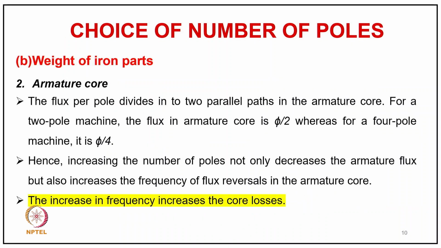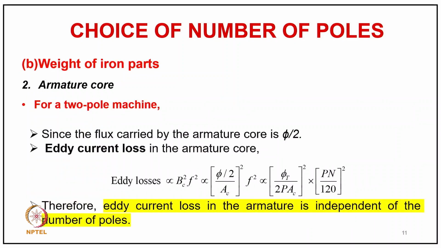Now coming to the armature core, the flux per pole divides into two parallel paths in the armature core. So for the two pole machine, the flux in the armature core is phi by 2, whereas for the 4 pole machine it is phi by 4. Hence, increasing the number of poles not only decreases the armature flux, but also increases the frequency of flux reversal in the core. Increasing frequency increases the core loss.